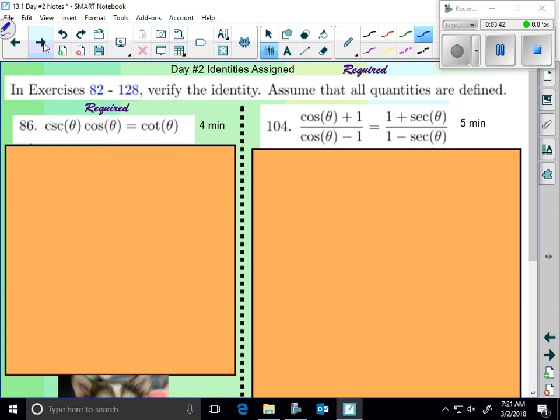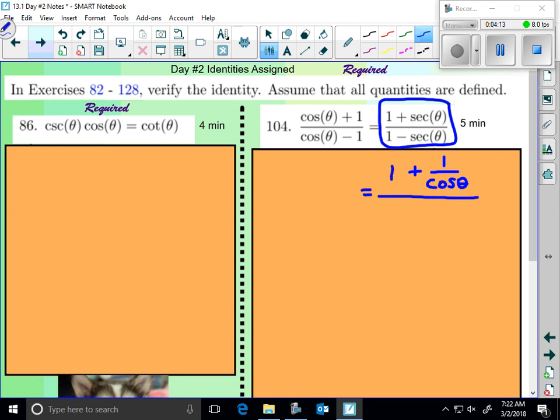All right, we're now into the homework. I'm not going to do number 86. That one should go pretty well for you. But I do want to jump into number 104 here. Okay, so the more complicated side that I'm seeing is the right side here. So I'm going to rewrite that in terms of cosine. So 1 plus secant will be 1 plus 1 over cosine.